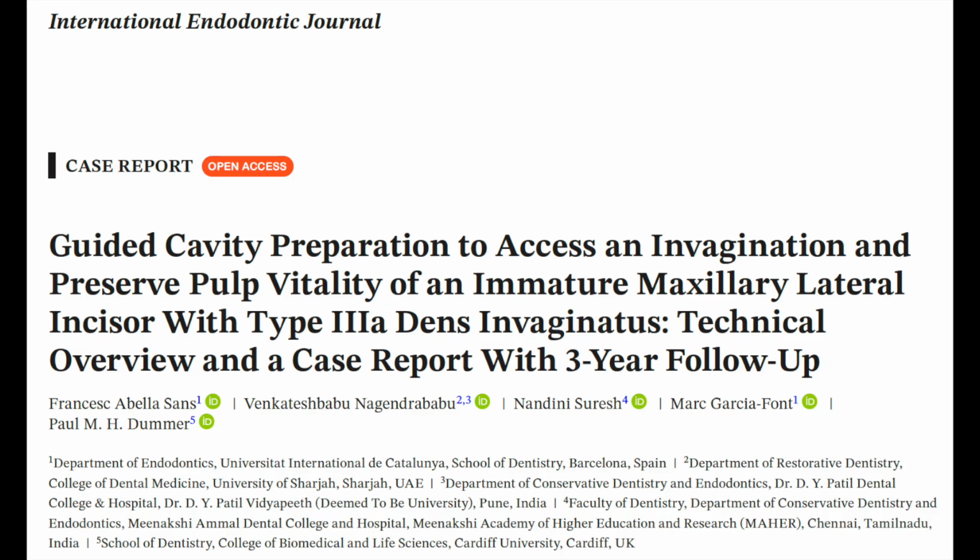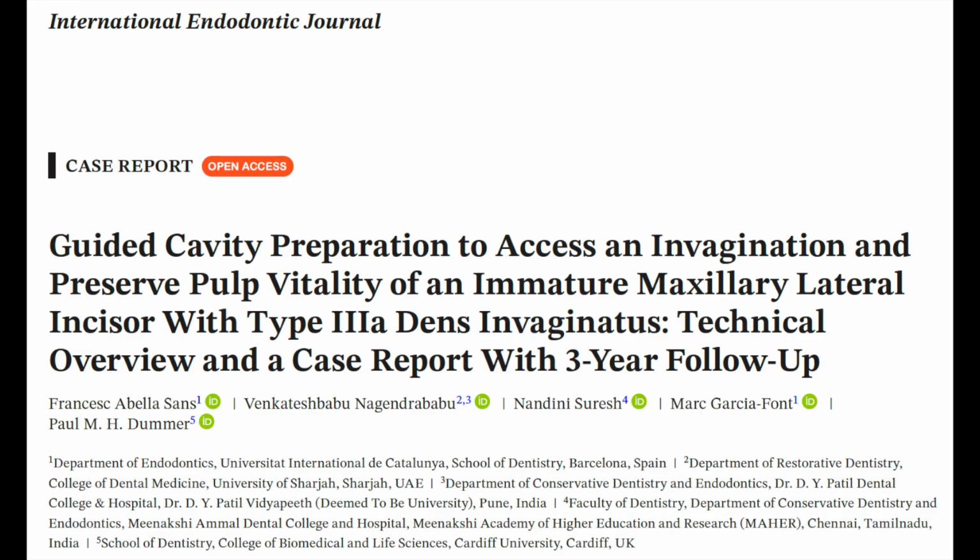Dens invaginatus or dens in dente is a developmental anomaly characterized by enfolding of the enamel organ into the dental papilla during tooth development. It has a prevalence of about 7%, particularly affecting the maxillary lateral incisor, usually unilaterally, in 5% of the cases, with type 1 being the most common variety.